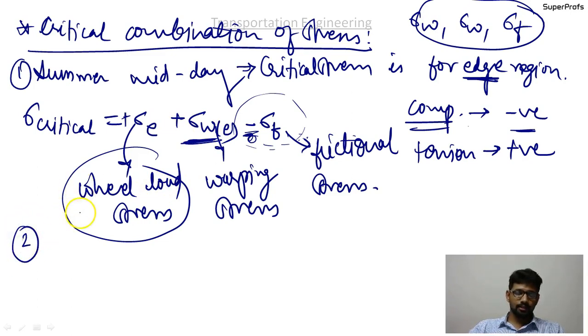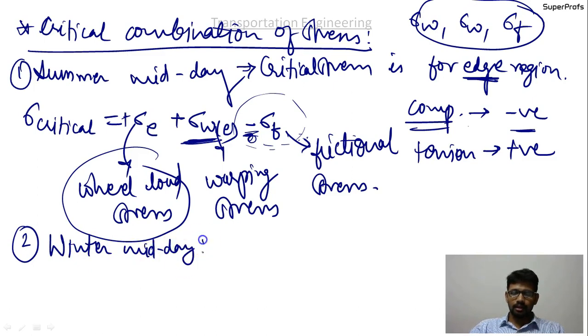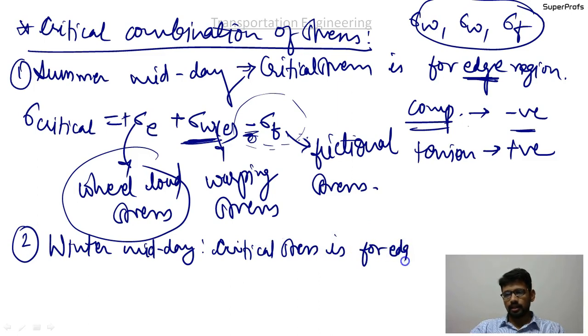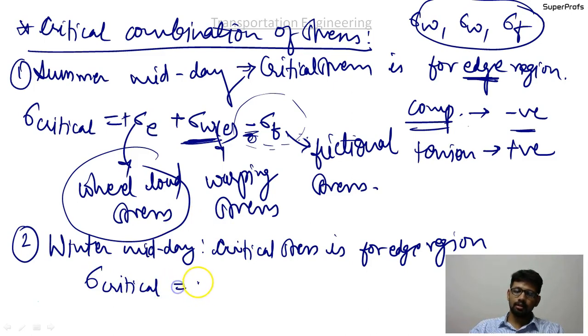Case 2 we will discuss is winter midday. Critical stress is for the edge region, and sigma critical is the load stress plus the warping stress at the edge plus sigma f.